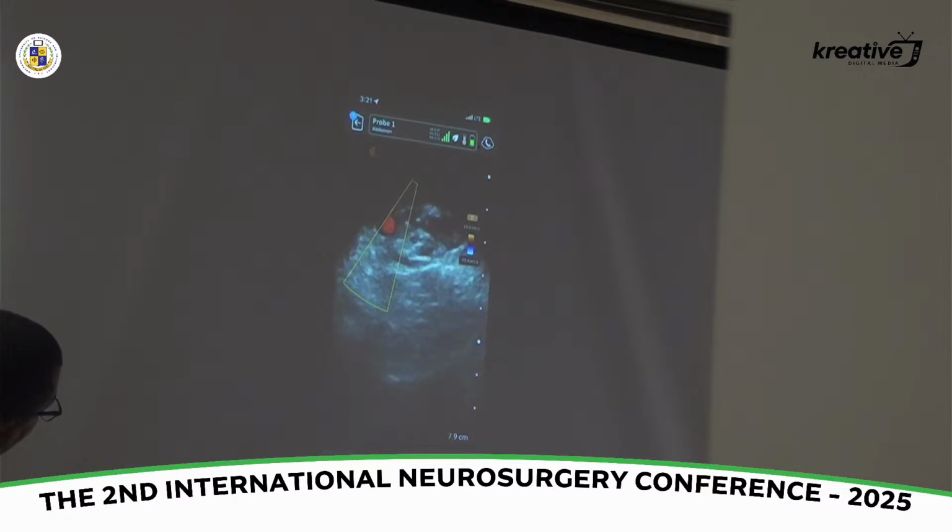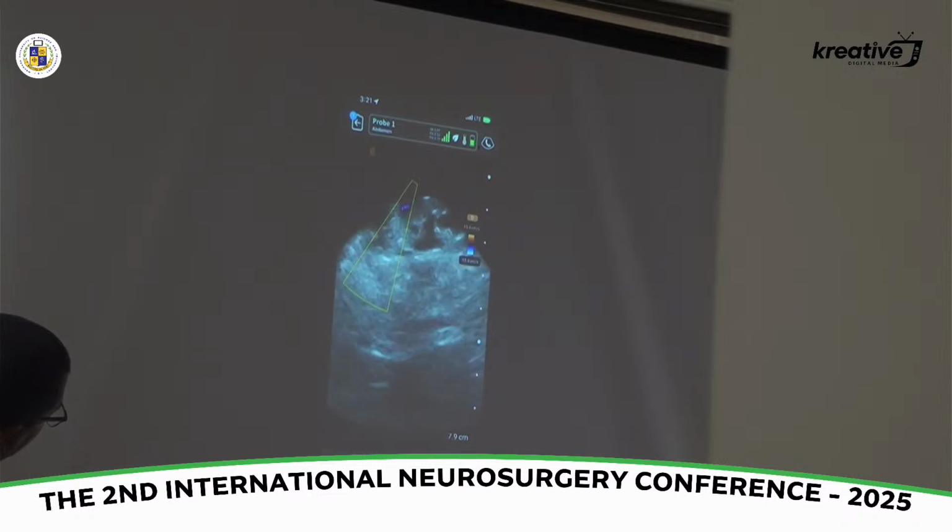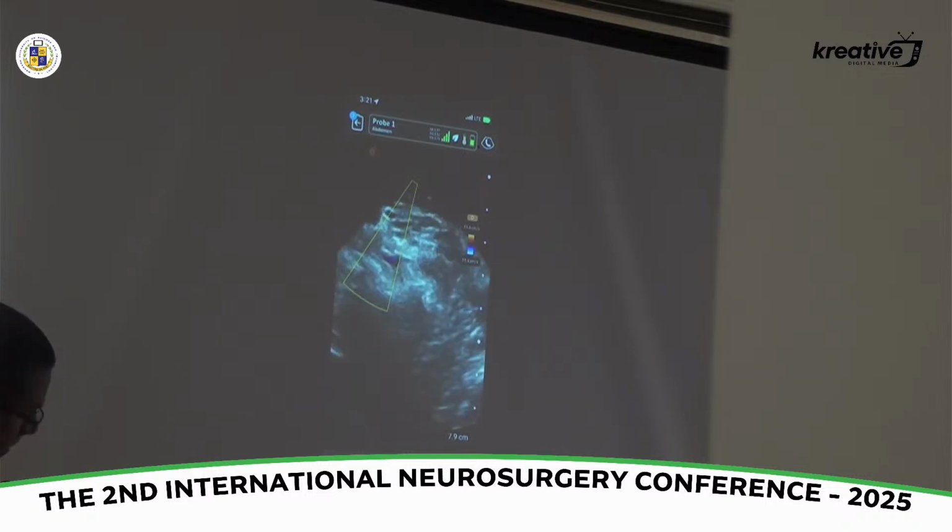Away from my probe. I go down. There. We can get right close to the bifurcation right there. And as we go up, that's only the ICA on your left. Good.